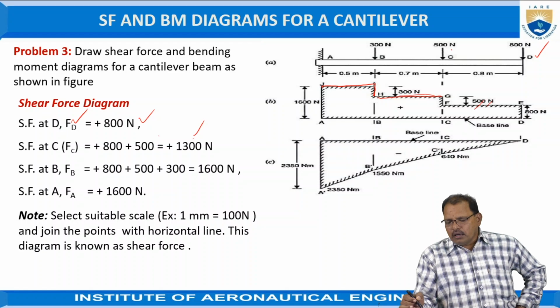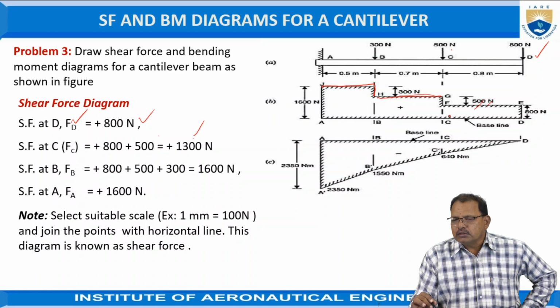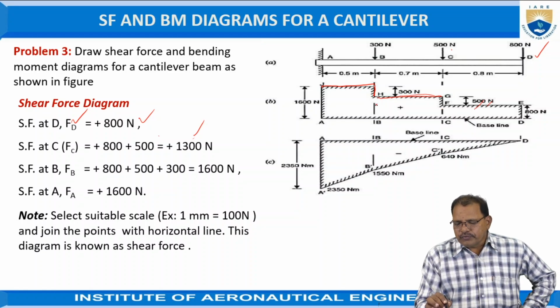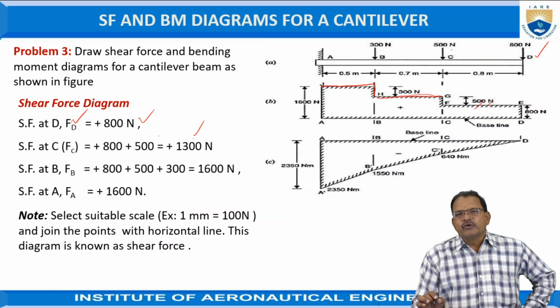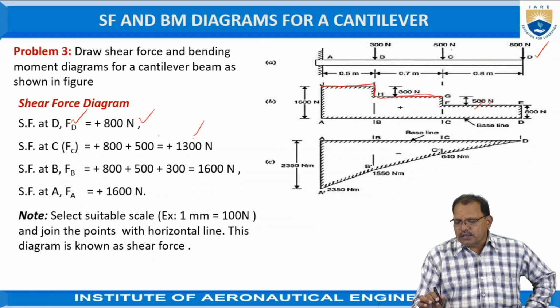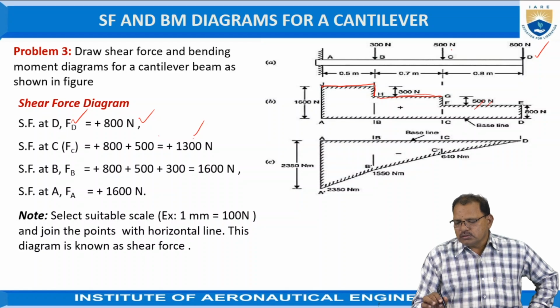That is, at D it is equal to 800. At C it is equal to 1300. At B it is totally 1600. At A it is also 1600. So take a suitable scale to represent this load and draw the diagram. That diagram is known as the shear force diagram. Okay, in this case we can take 100 newtons equal to 10 centimeters. That is, 1 mm represents 10 newtons. Now construct the diagram.